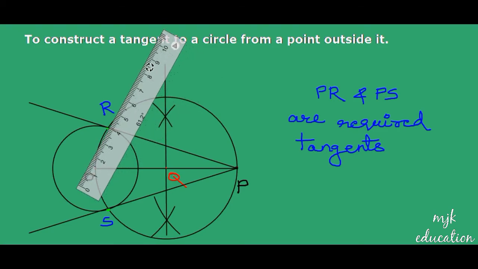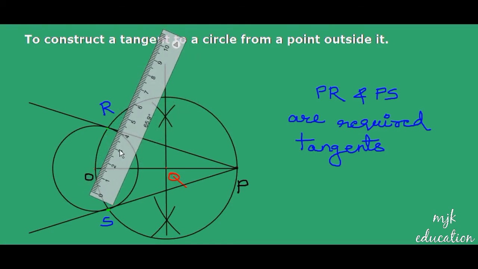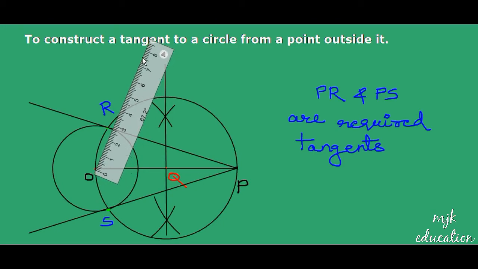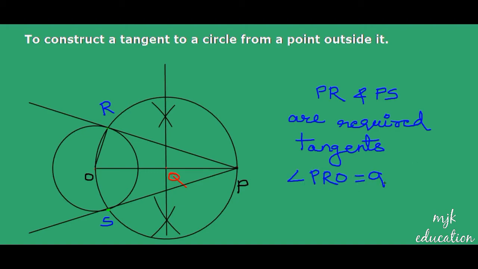Now just join O and R so that I can see that it will be exactly perpendicular. It will make a 90 degree angle. Angle ORP will be 90 degrees. That's why it is known as a tangent. So angle PRO is equal to 90 degrees. I have written similarly, see this one. Angle PSO will also be equal to 90 degrees.